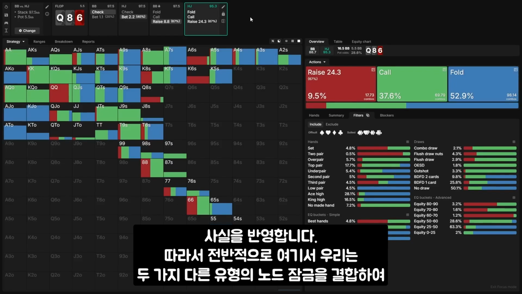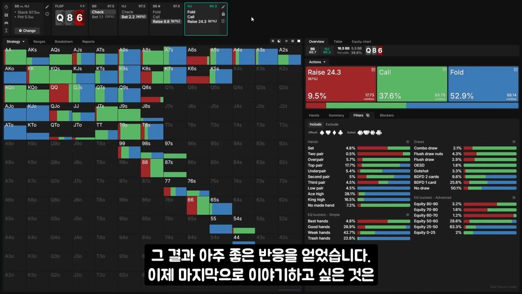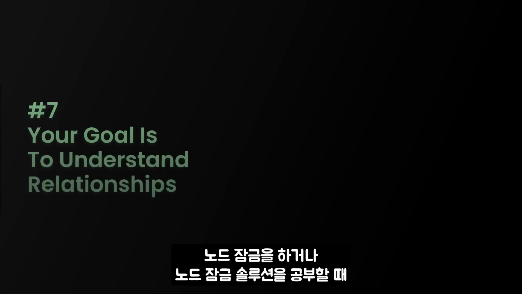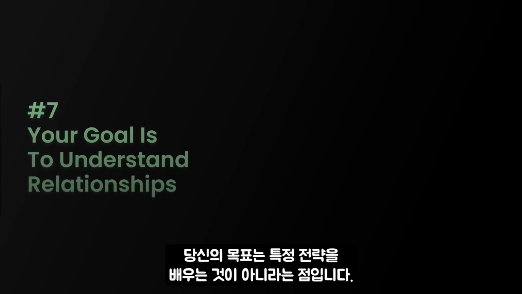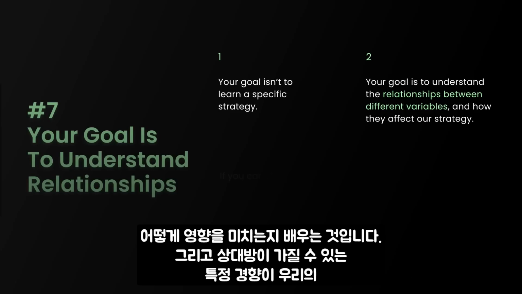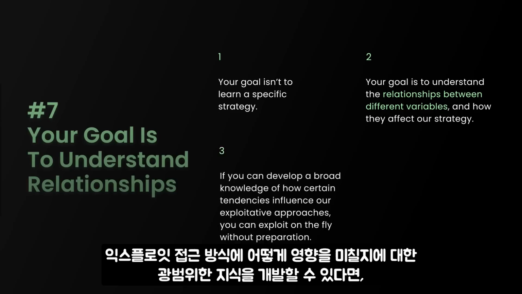So overall here, we've combined a couple of different types of node locking to account for the things that we're confident about, less confident about, and so on. And we've come up with a pretty good response as a result. Now, finally, the last thing I want to talk about here is that your goal when you're doing a node lock or when you're studying node lock solutions is not to learn a specific strategy. It's really to understand the relationships between the different variables that the solver is considering and learn how they affect your strategy.